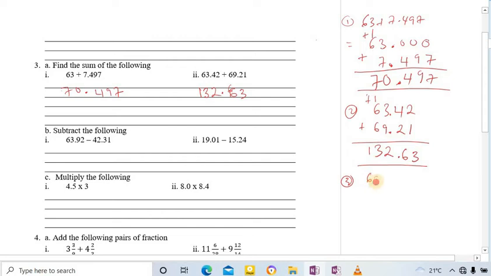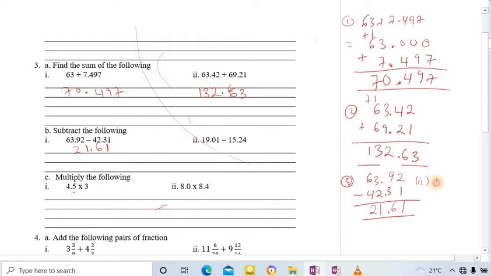This is 63.92 minus 42.31. Now over here, 2 minus 1 is 1. 9 minus 3 is 6. 3 minus 2 is 1. 6 minus 4 is 2. So over here, we would have 21.61 as our answer. Now let's see the second one.